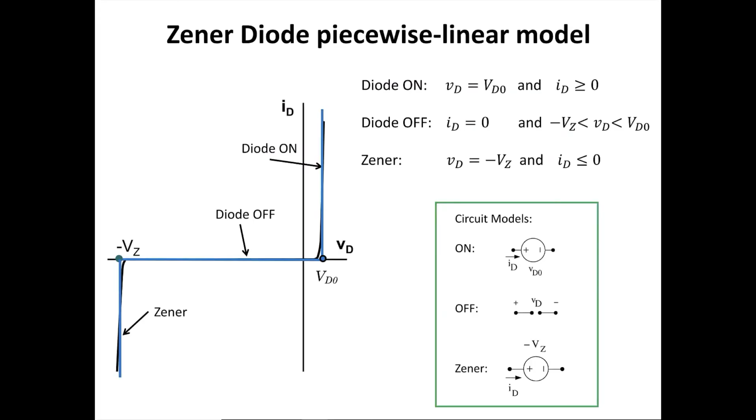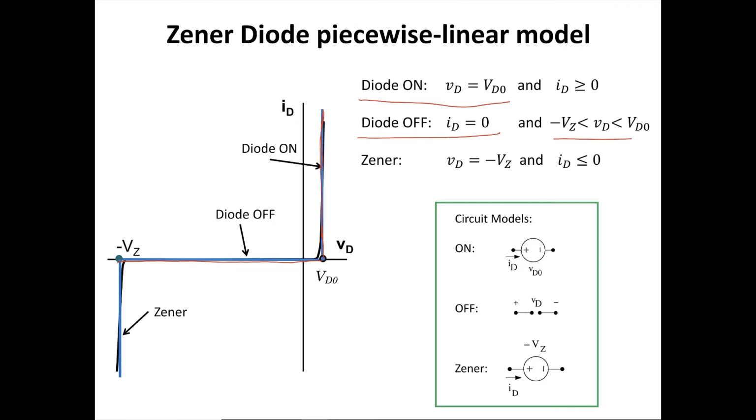So again, for the Zener diode, we're going to use piecewise linear model that consists of 3 lines. When the diode is on, we're going to have this line in here, and in this condition, VD is going to be equal to VD0. This is the equation for this line, and ID is going to be greater than or equal to 0. When the diode is off, I have this line in here, and in this condition, ID is equal to 0. This is the equation of this line, and VD is going to be less than VD0 but greater than negative VZ or Zener voltage.